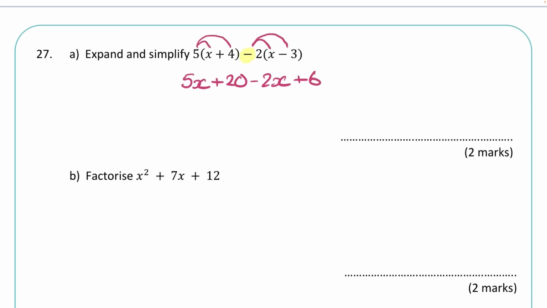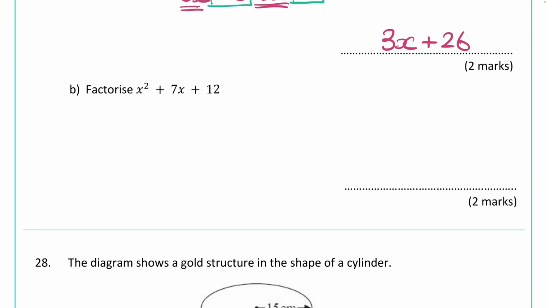We now just need to simplify these. So I have 5x, take away 2x. In total, that's 3x. And I also have plus 20 plus 6. Well, that's relatively nice, actually. That's just plus 26. And there we go, expanded and simplified. Part B is asking us to factorise.